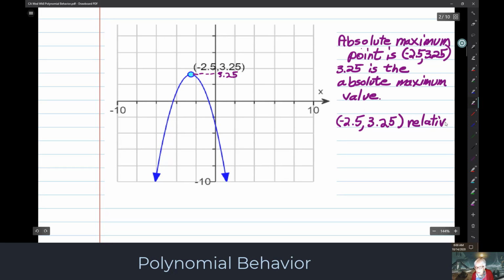This is the relative maximum point, just by virtue of being absolute. It's got no competition. And 3.25 is the relative maximum. Now, to be consistent, I should have made it in green, but I didn't. Relative maximum value.